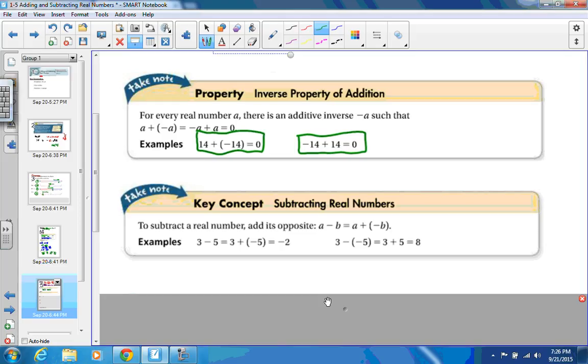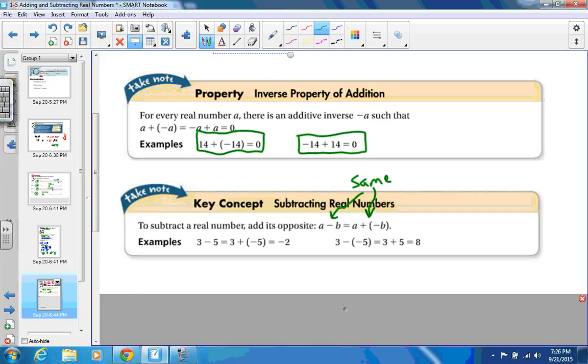Here's the second key concept that I'd like you to take away from here. Subtracting real numbers. Now, whether you look at this or not, it says to subtract a real number, add its opposite. So note that this right here, subtraction, is the same as adding a negative.